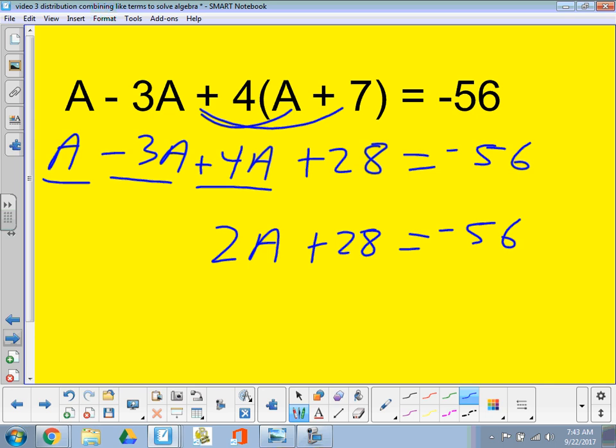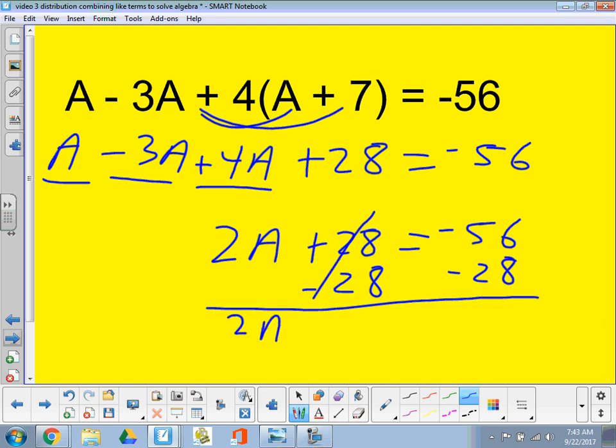To isolate the a, first we undo the addition, subtract 28, do it to the other side to keep it balanced. Cancel 28. Now, when the signs are the same with addition or subtraction of integers, we combine them. If I lose $56 and I lose another 28, I am down $84.